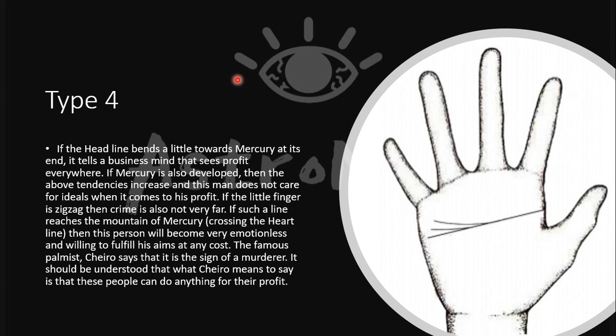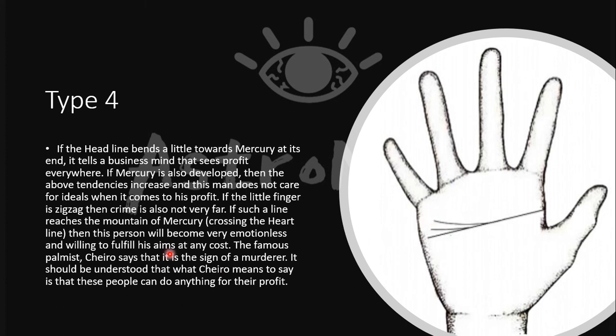And now we have seen the curve area in this second finger. If we have a zigzag little finger, then the person may commit a crime for his profit. So this is not a good sign if we have a curved or zigzag sign in our finger. But if you have a straight little finger and a curve area, and the branch is going to the little finger area, then you are good in business matters.